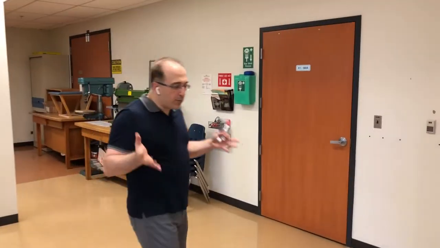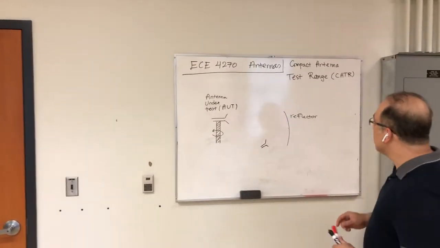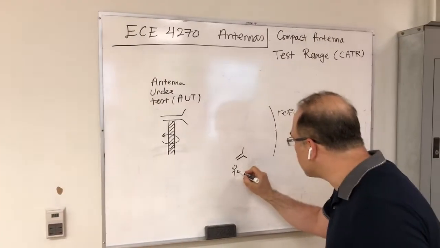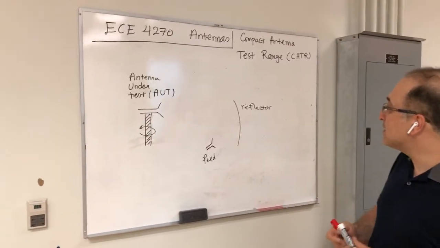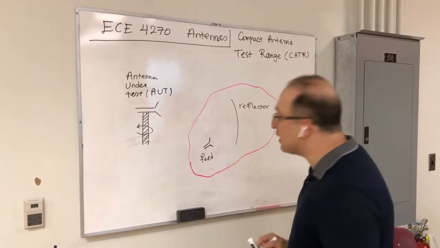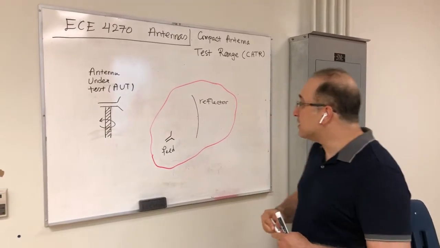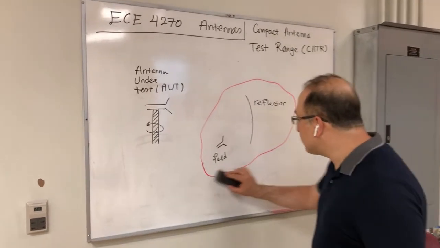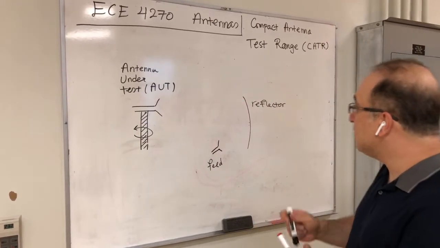Our compact antenna test range essentially consists of three main components. We have a reflector, and we also have the feed of the reflector that illuminates the reflector. If I want to compare it with the training system that we have, the combination of the feed and the reflector together serves the same purpose as the Yagi-Uda antenna in the training system. Essentially, this is going to be creating a plane wave for us. The way that it works is that this feed is illuminating the reflector.